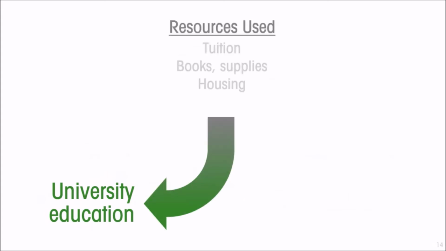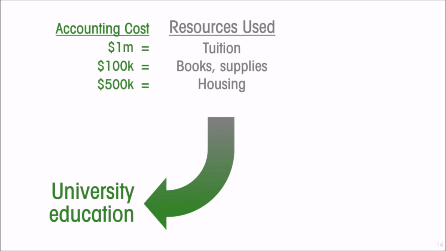Here's a more instructive example that allows us to get into some of the subtleties of the concept of opportunity cost. University education. What is the cost of your university education? If we start with the resources that are expended on it, then we would start with tuition. Tuition, let us say, is about $1 million for the whole program. Books and supplies is 100,000. And the cost of housing near the campus is, let us say, 500,000.